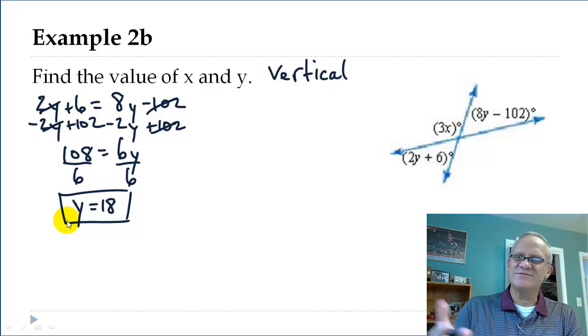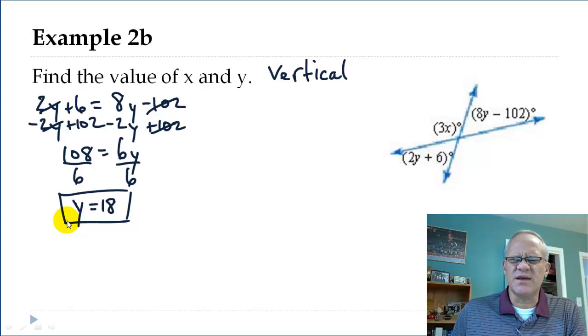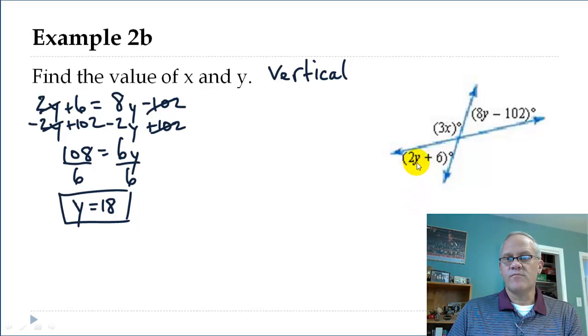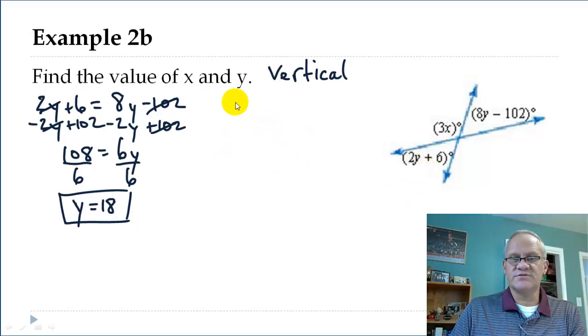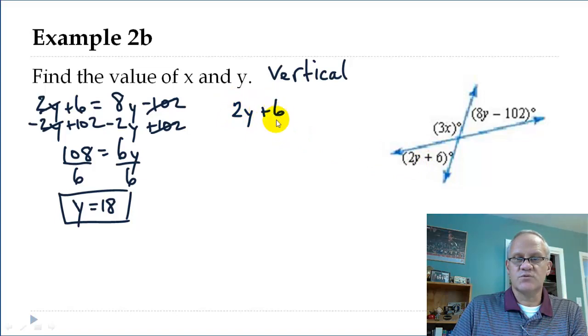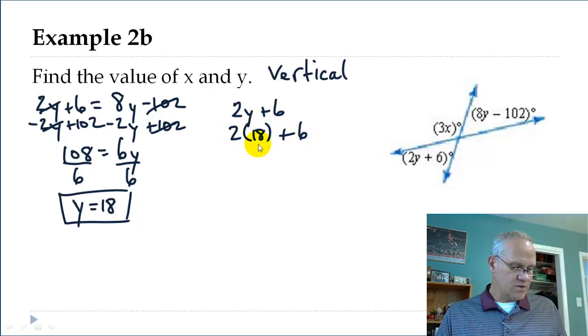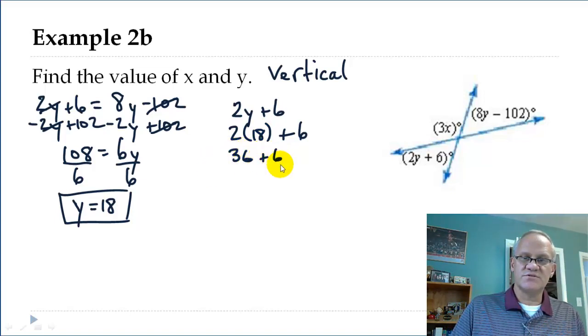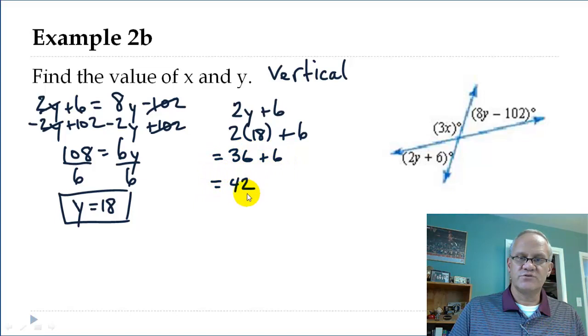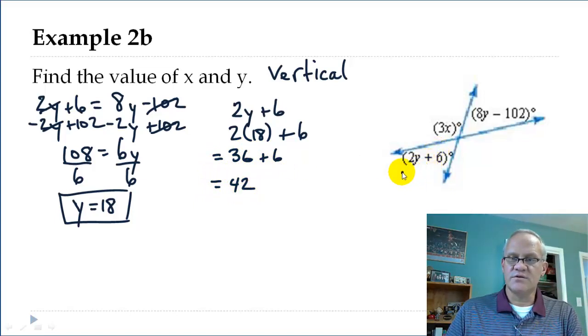But Mr. Anderson, how do we do the x? There was nothing we could do with the x. We already looked at that. Well, you know what? Now that we got y, we can plug y back in over here or here if we want to. But I'm going to do this because 102 is kind of a big number, and I'm scared of big numbers. So we're going to plug it back into this one right here, 2y plus 6. So this is 2 times 18 plus 6. Okay. So 2 times 18 is 36 plus 6, which is 42. All right, so this angle right here is 42 degrees.